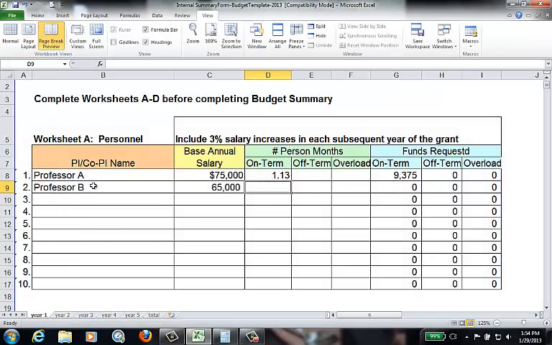Say one of your co-PIs, Professor B, is not going to spend that much time on the project. They will only spend 10% for one term or 5% for the year. Not enough for a course release, this will be salary recovery for the university.